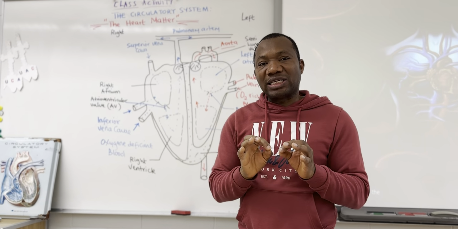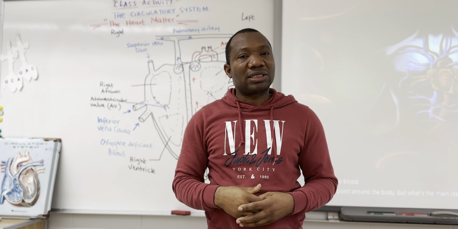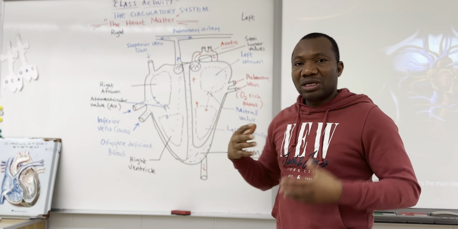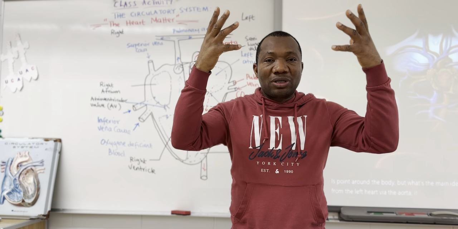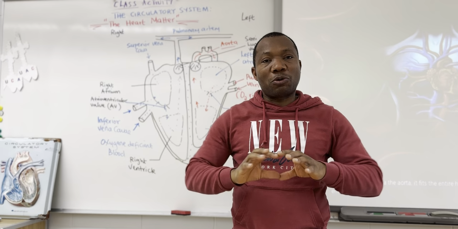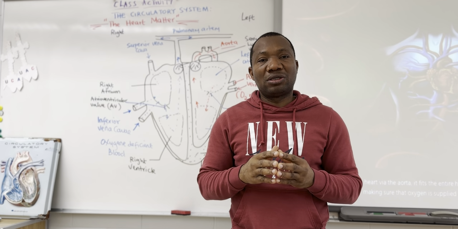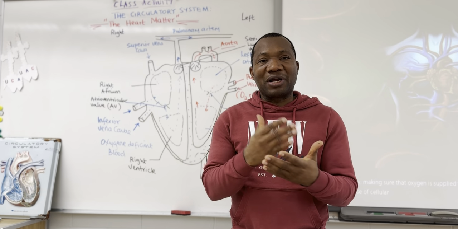But the main idea is that when the blood is pumped from the left heart via the aorta, it feeds the entire head region, the neck and the entire body, making sure that oxygen is supplied to the tissues and the cells for the purpose of cellular respiration, to provide a breaking down of glucose so that energy as ATP will be supplied to the cells.